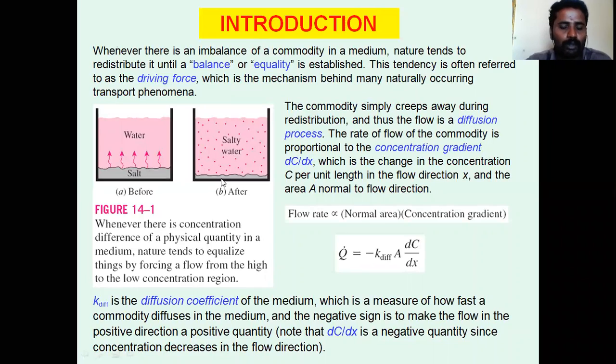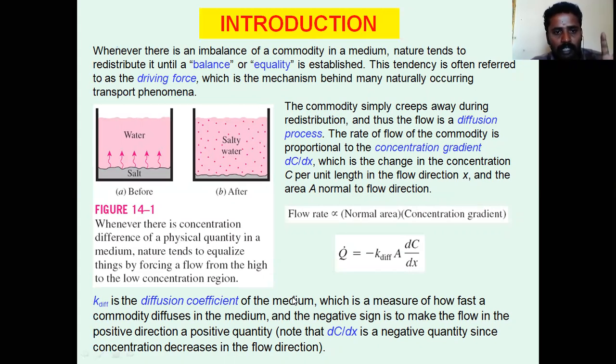Diffusion means mixing of one fluid into another fluid. The flow of the commodity is proportional to the concentration gradient dC by dx, where dC is the change in concentration with respect to the thickness along the length and direction. We should follow Fick's law. Q is directly proportional to minus D_AB times dC by dx, where D_AB is the diffusion coefficient of the medium, which measures how fast the commodity diffuses through the medium, how fast one species spreads over another species. That is called diffusion.